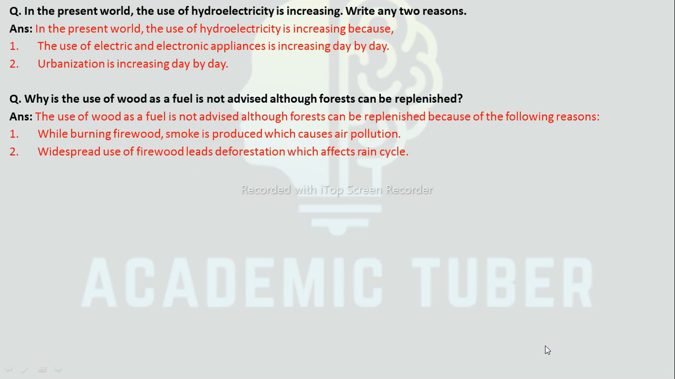Next question. Why the use of wood as a fuel is not advised although forests can be replenished? It is because while burning firewood, smoke is produced which causes air pollution. Widespread use of firewood risks deforestation which affects rain cycle.